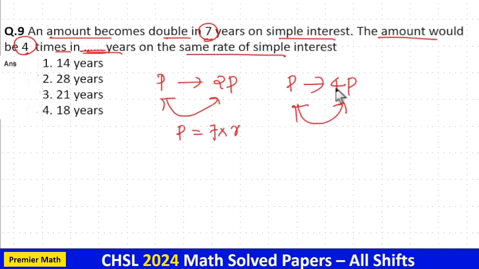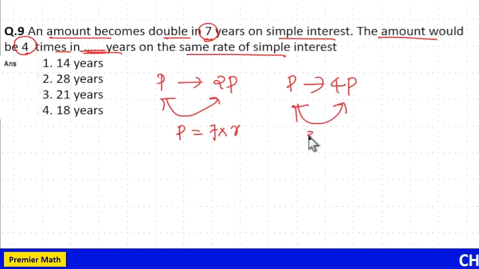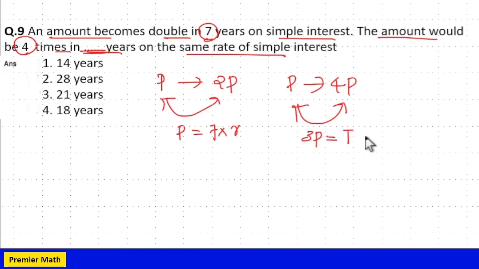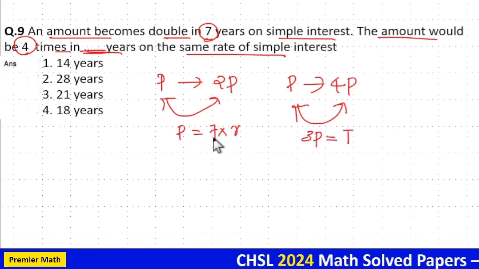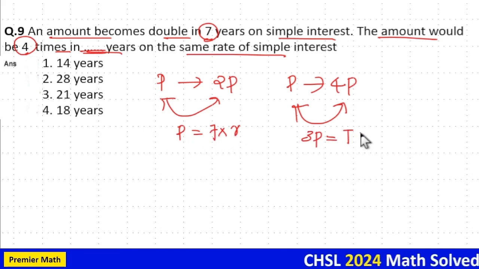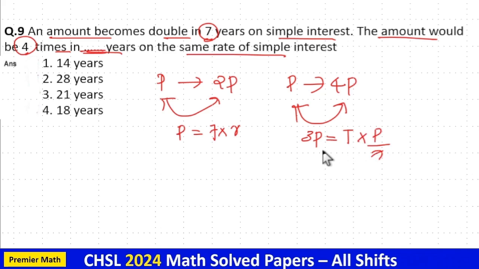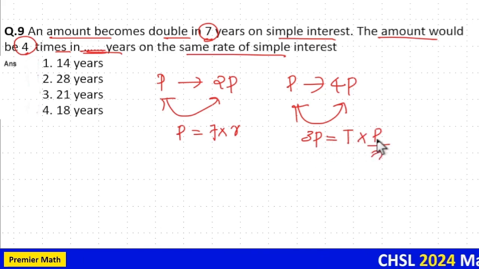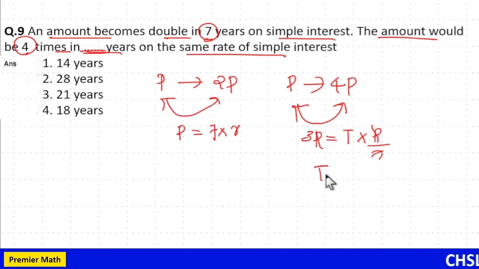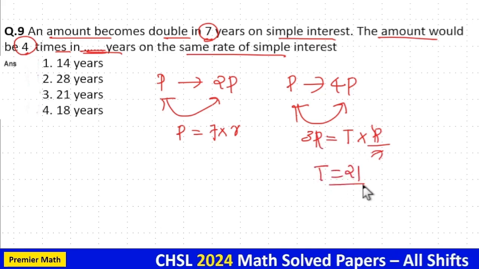Now the simple interest generated is equal to 4P minus P, 3P. So the simple interest is generated in T years at the same rate. Rate is equal to, from this, P by 7. So this 3P is generated in T years at P by 7 rate. Now P and P cancel. T is equal to 7 into 3, 21 years.